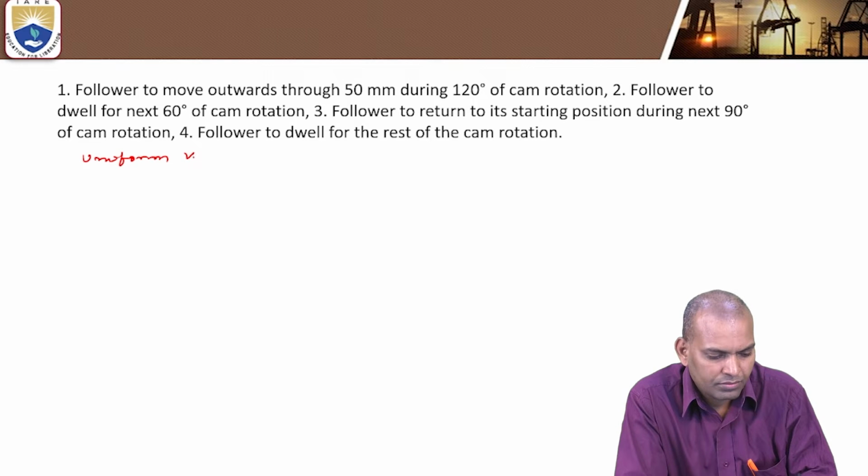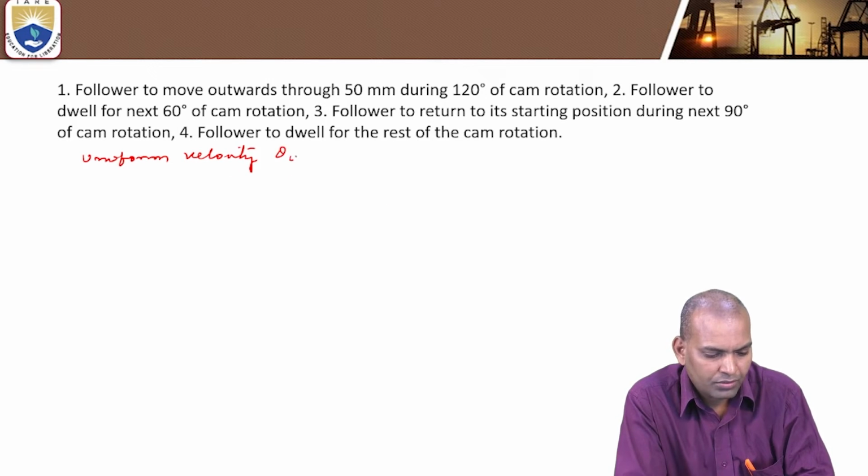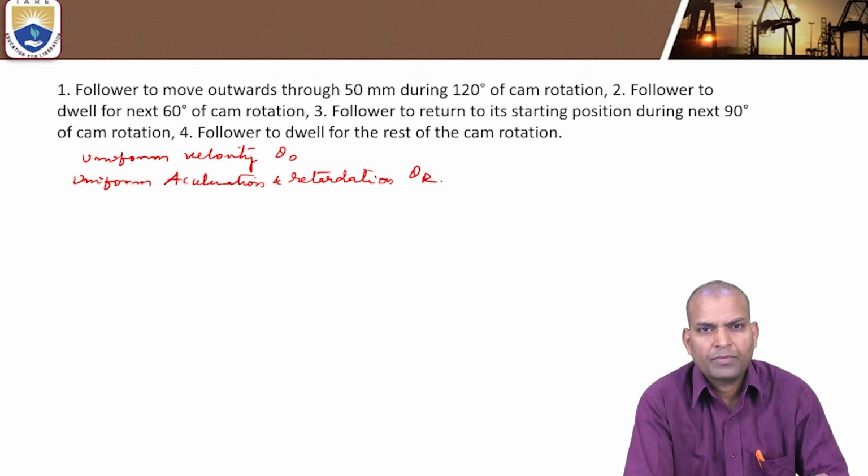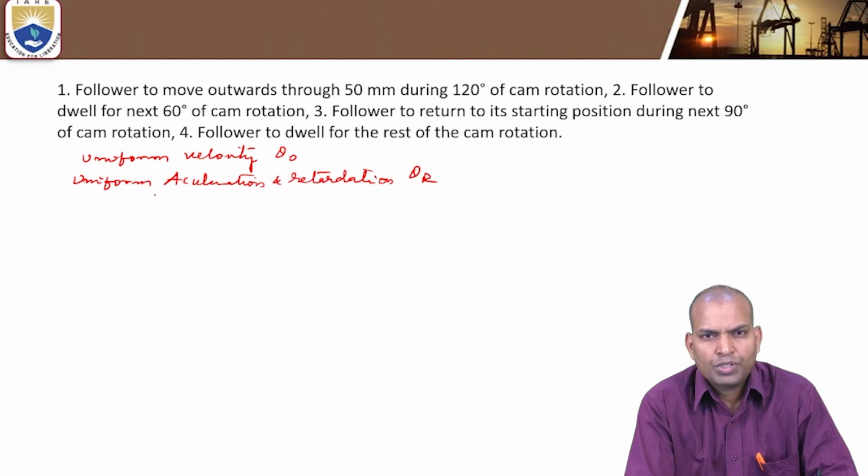Uniform velocity during outstroke, and uniform acceleration and retardation during return stroke. Then what type of motion during dwell? The follower doesn't have any motion at that time; it is at rest, constant.